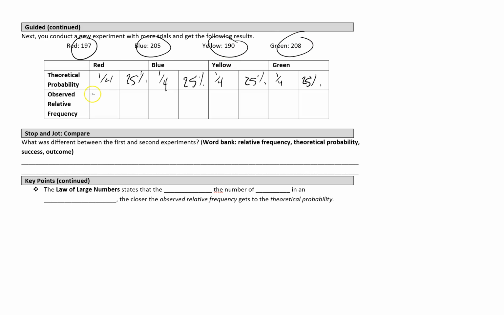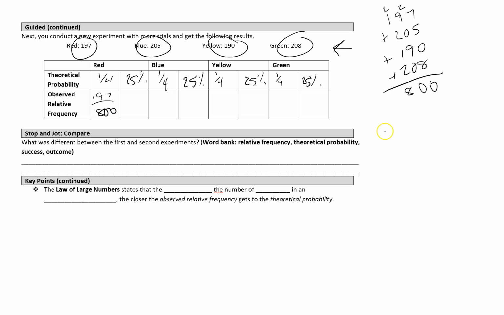So red, I can see I got 197 times. I wasn't given the total, so I'm going to have to find the total number of times by adding up all of my trials. I just took the numbers that I had circled over here, and we're going to add these up. If you want to use a calculator, you can go ahead and do that. But basically, I like to do 7 and 5 is 12, and 8 is 20, 2 and 9 is 11, and 9 is 20, and then 2, 3, 5, 6, 8. So I have 800 trials. So 197 out of 800.